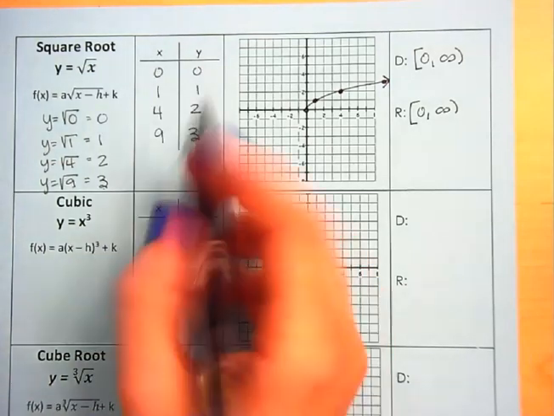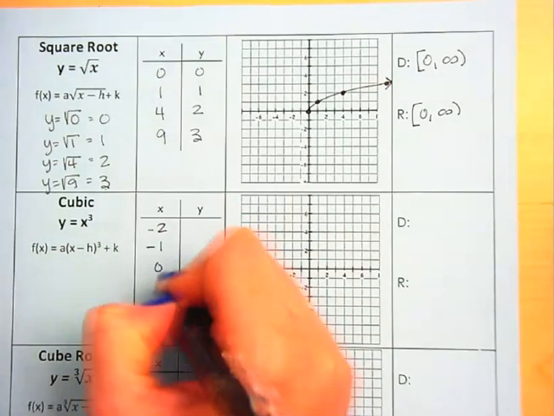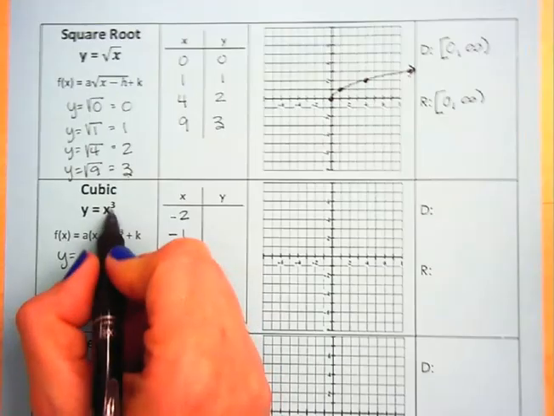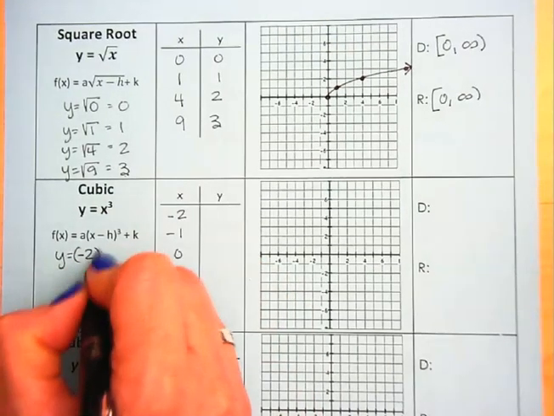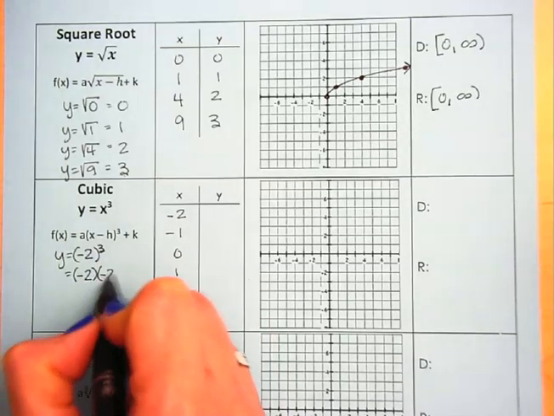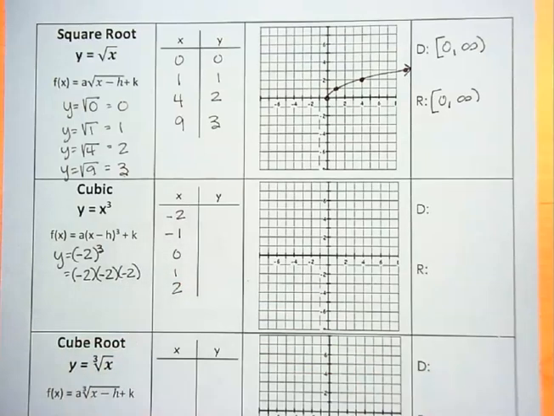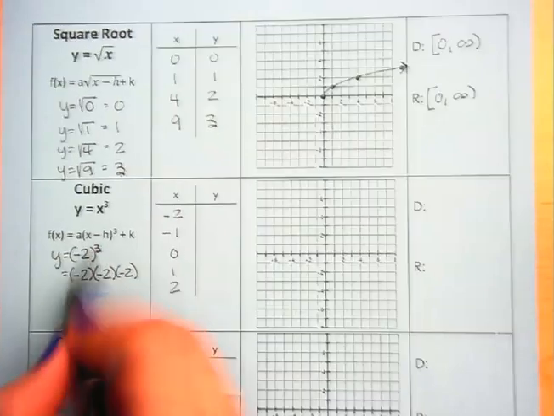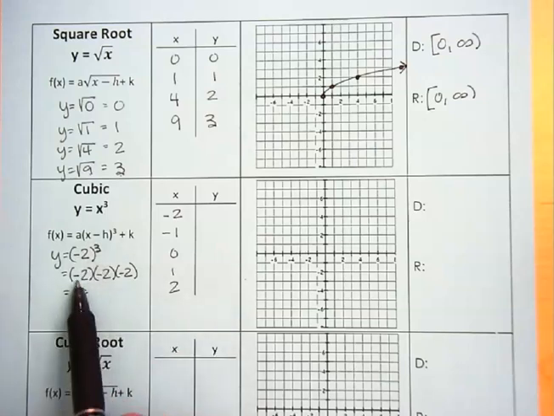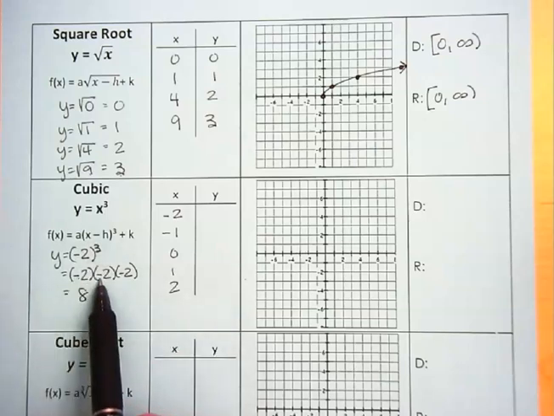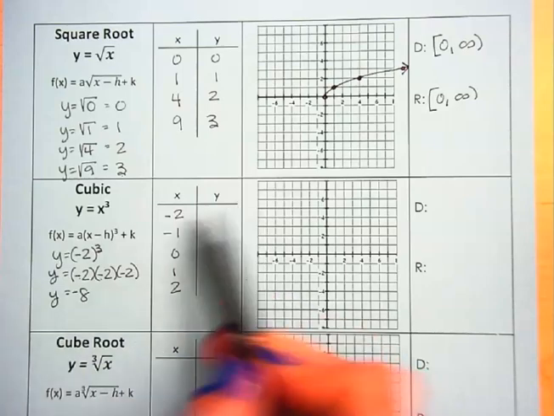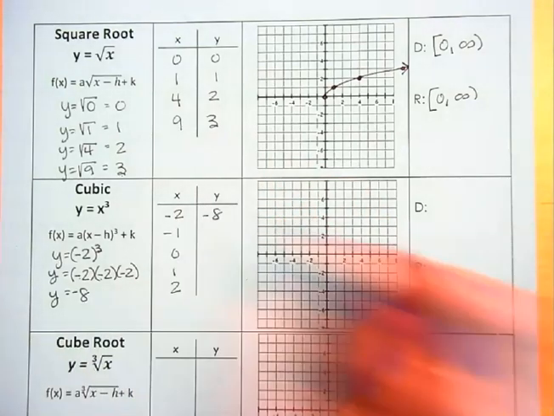For my cubic function, I'm going to go back and use these x's: negative 2, negative 1, 0, 1, 2. And this time, when we have an odd power, here's what that means. It means negative 2, 3 negative 2's being multiplied. Negative 2 times itself 3 times. So if you think about this, let's do the 2's first. 2 times 2 is 4, times 2 is 8. But when you multiply the first two negatives, that's going to give you a positive. And when you multiply by negative again, you're going to have negative 8. So when x is negative 2, y equals negative 8.